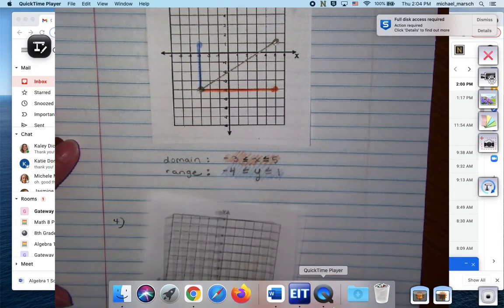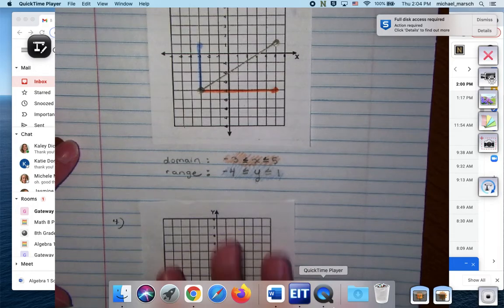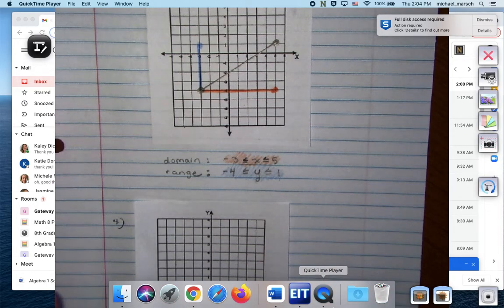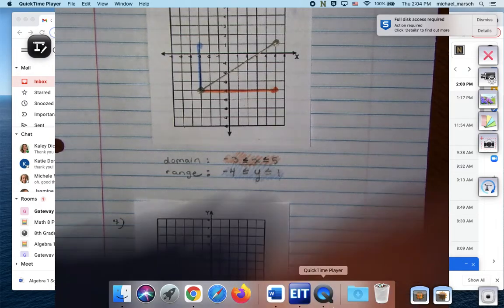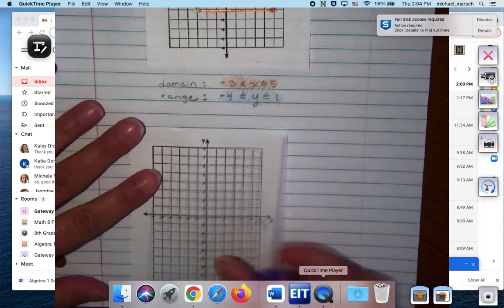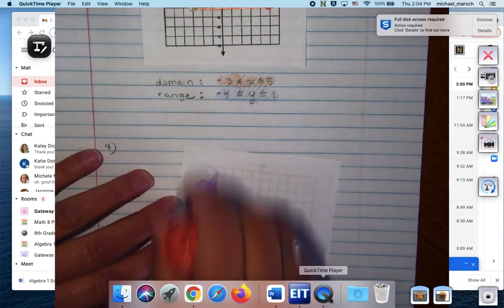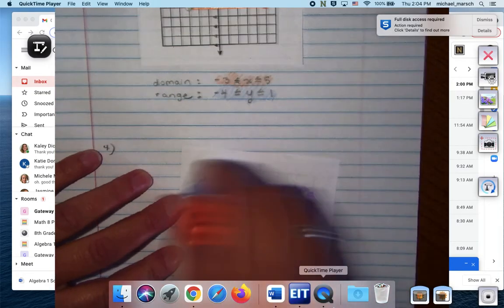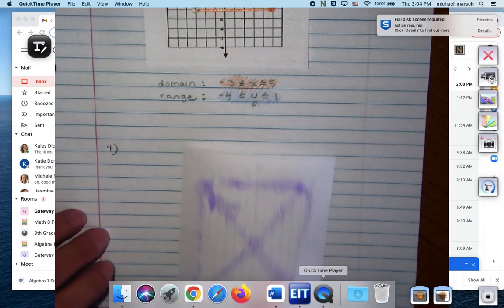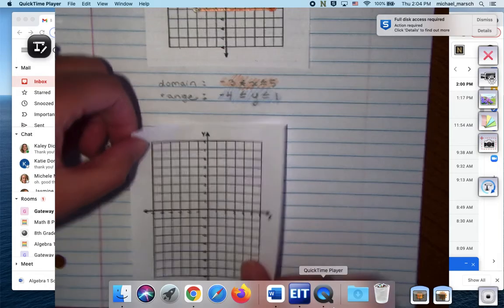When you're done, glue in the next graph. If we don't use them today, we will finish up tomorrow. So this is number 4, right? This is number 4.